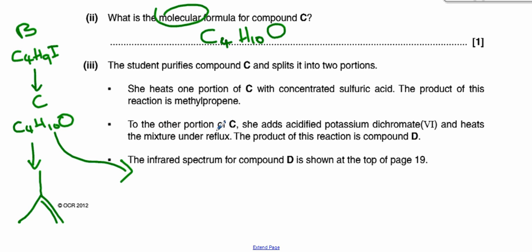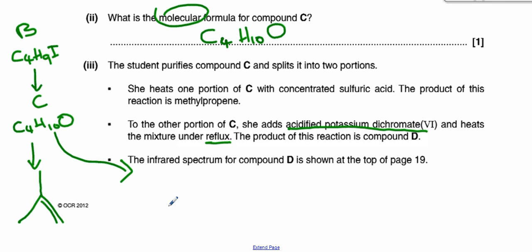Then the other portion of C, she adds to acidified potassium dichromate and heats the mixture under reflux. So here we've got reflux and we've got acidified potassium dichromate. What sort of reaction is that? Oxidation. Brilliant. So here we've got oxidation. This, I've forgotten to say, isn't it? Concentrated sulfuric acid, it's produced from an alcohol, an alkene, so you have dehydration. So here in this one, oxidation under reflux, and the product of the reaction is compound D.